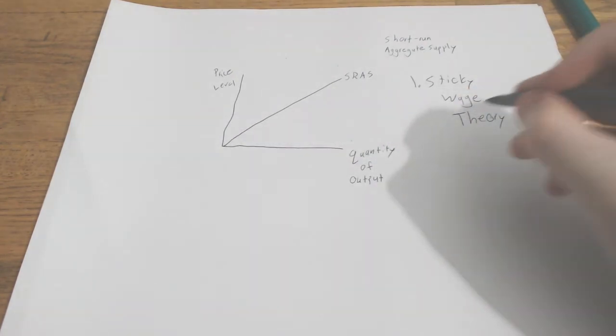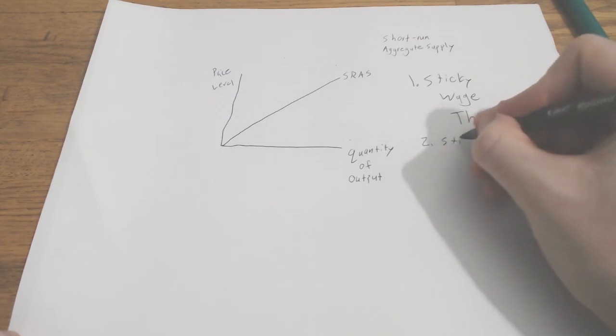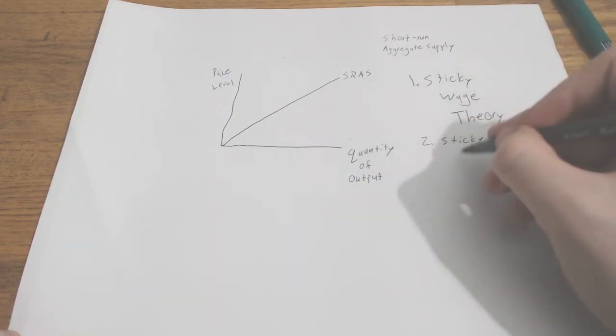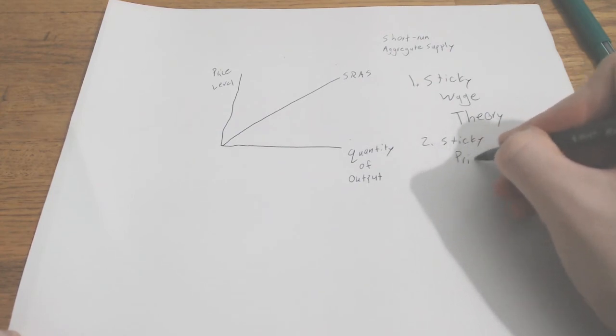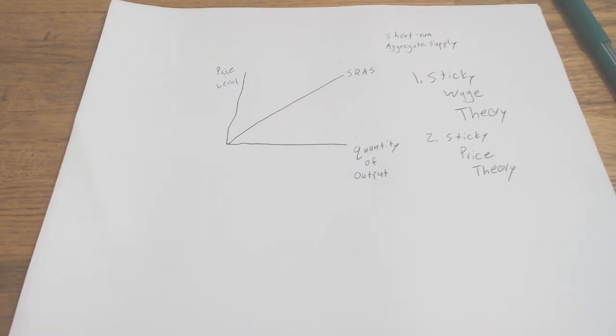So the second one is going to be the sticky price theory. This is going to be similar to the sticky wage theory, but we're going to look at prices. So similar to the sticky wage theory, the sticky price theory is that prices cannot react quick enough to the changes in price level or the expected price level.